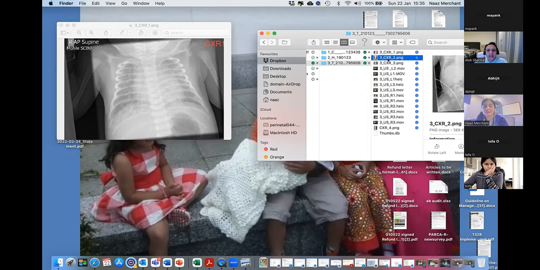Age of the baby, Naz, at this x-ray is? So 3 hours. 3 hours, thank you, sorry. No, it's fine.